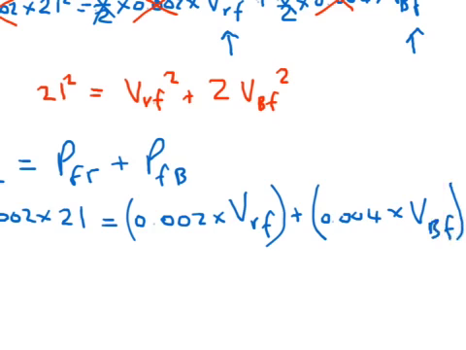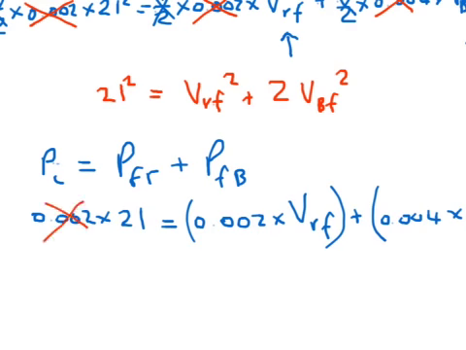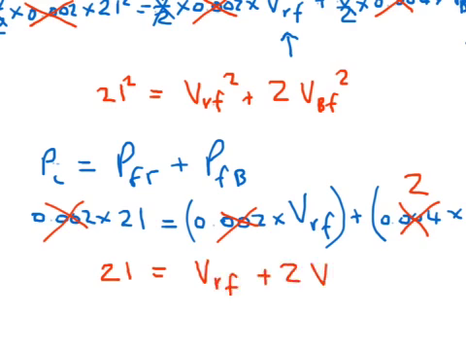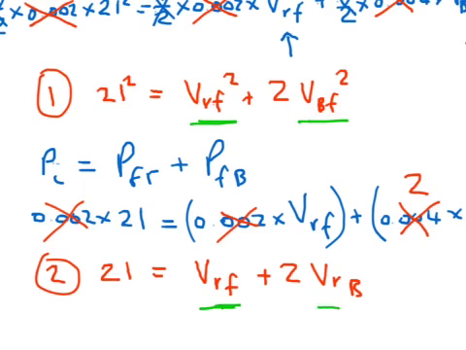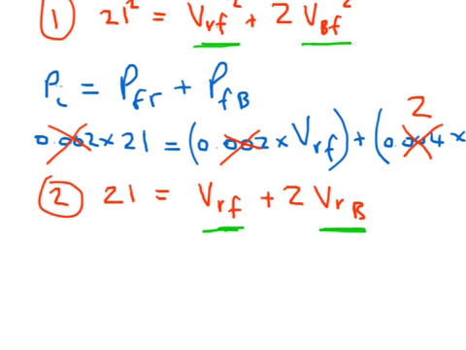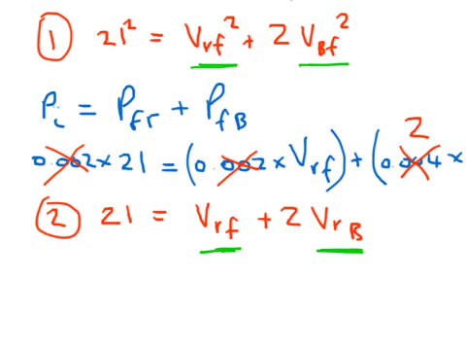Again we can do a wee bit of cancelling just to make it look tidier. We can get rid of 0.002 again, and this one will again become 2. So we end up with 21 equals VRF plus 2VBF. So that's nice. We've got two equations, and in those two equations we've got two unknowns, VRF and VBF. All you have to do now is solve them simultaneously by substituting one into the other and rearranging.